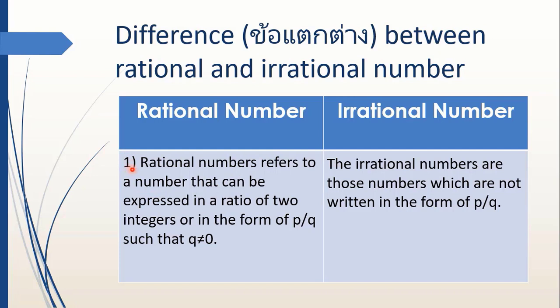The first point is that a rational number refers to a number that can be expressed as a ratio of two integers, or in the form of a fraction. Rational numbers can be written in fraction form, but irrational numbers cannot. Simply, any number in fraction form is a rational number, and a number which cannot be written in fraction form is an irrational number.